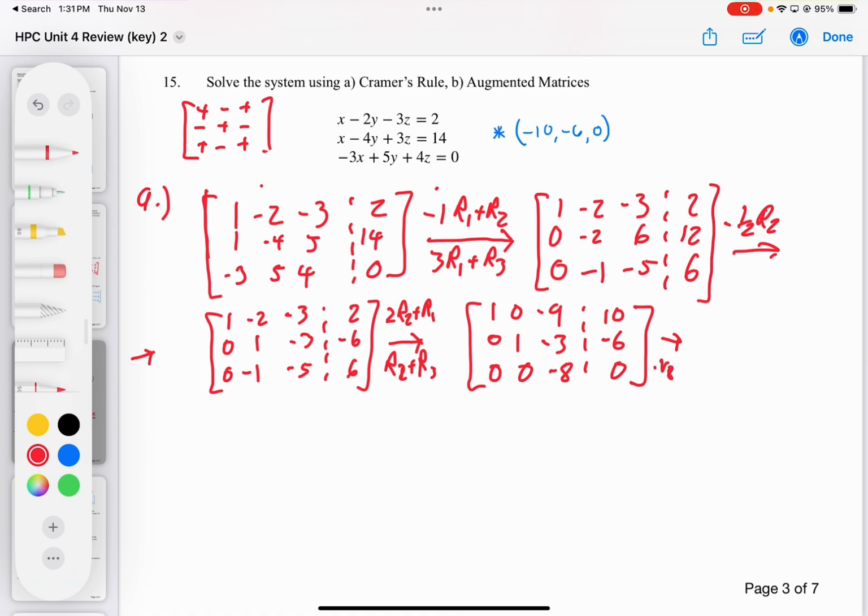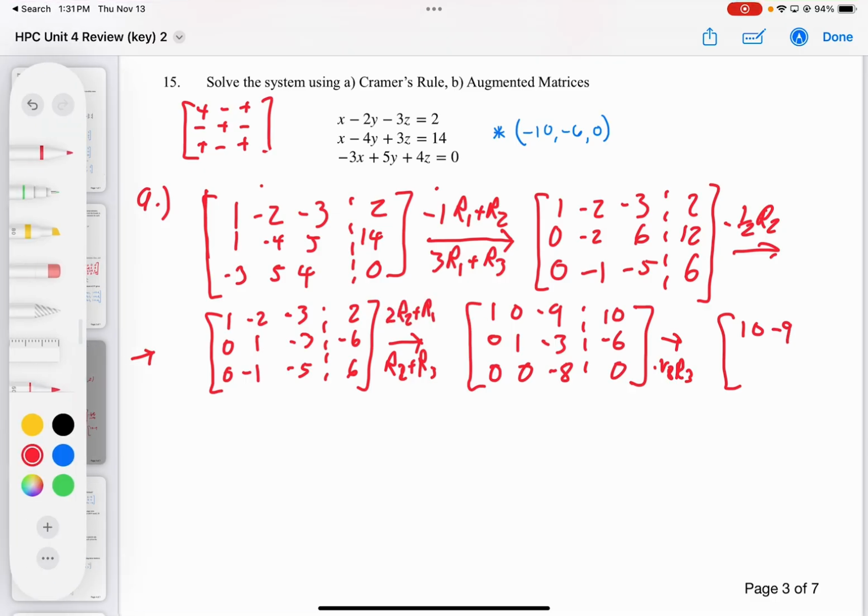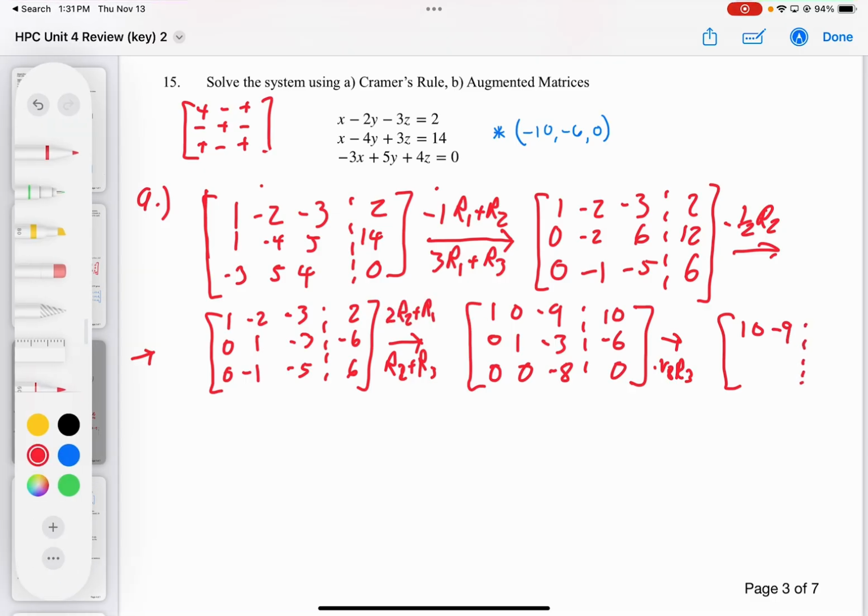Cool. So negative 1/8 times row 3 is going to give me 1, 0, negative 9. Then: negative 10, 0, 1, negative 3, negative 6, 0, 0, 1, 0. You may recognize that solution set all the way to the right.